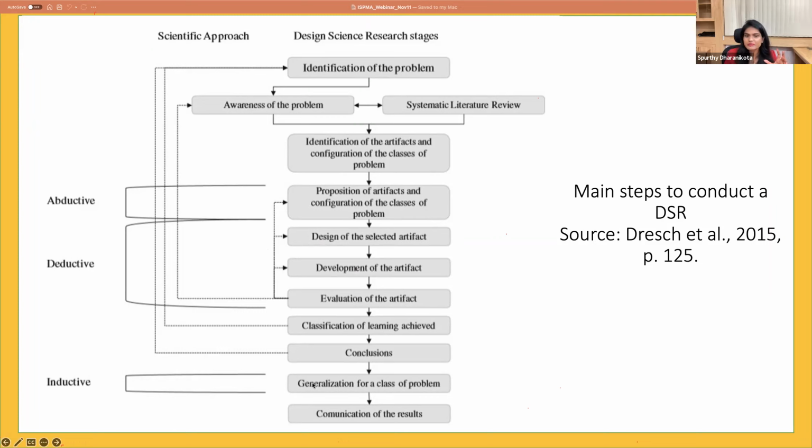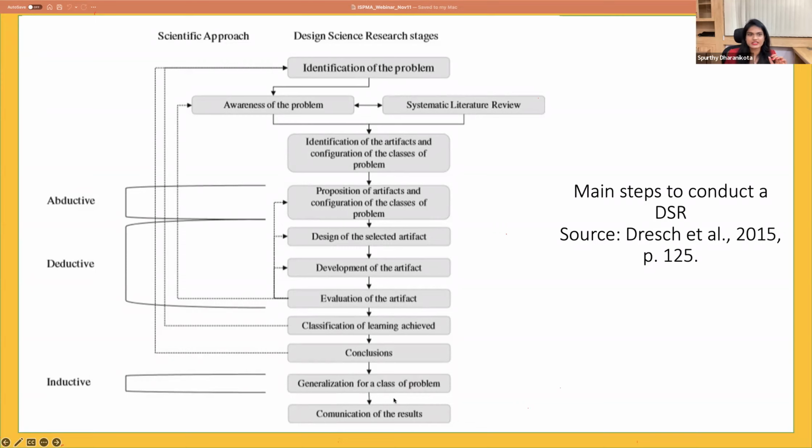And inductive means you have come up with an artifact. And then the knowledge with which you have developed the artifact is again design knowledge, right? It can actually contribute to other researchers and help them in the future when they're developing artifacts like yours. So you're actually inducting the research or the design knowledge into the knowledge base. So that's inductive in nature.